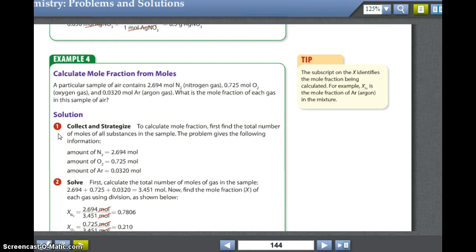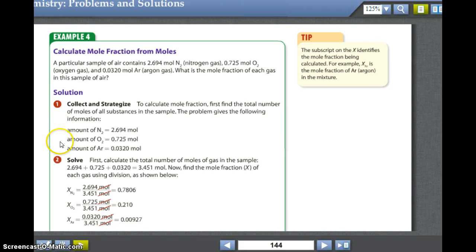To calculate mole fraction, first find the total number of moles of all substances in the sample. All right, so this tells us them individually, and then we need to add these up to get our total moles. So if we add up 2.694 plus 0.725 plus 0.032, that gives us 3.451 moles. Then all we got to do is divide each one.